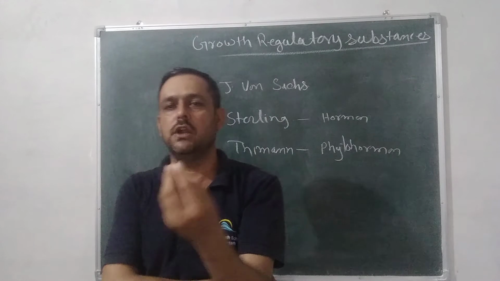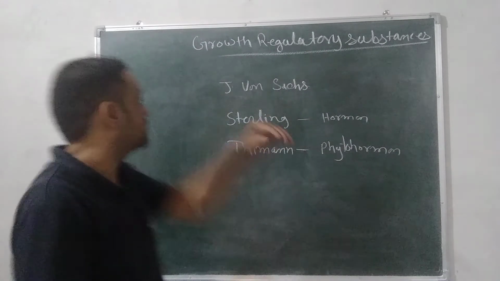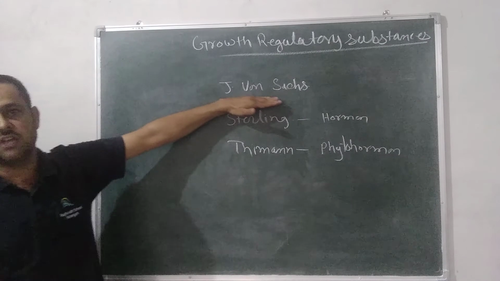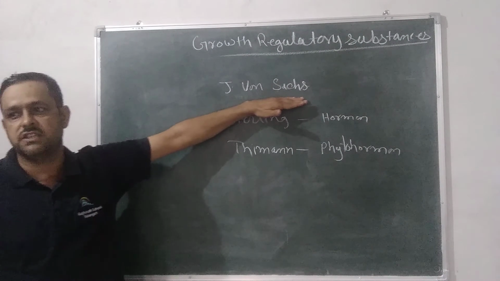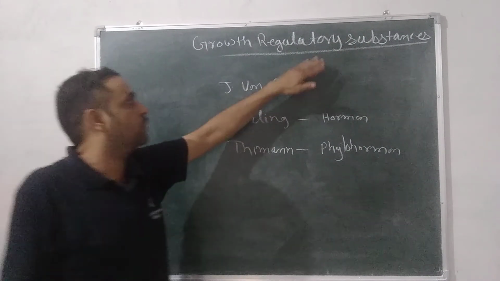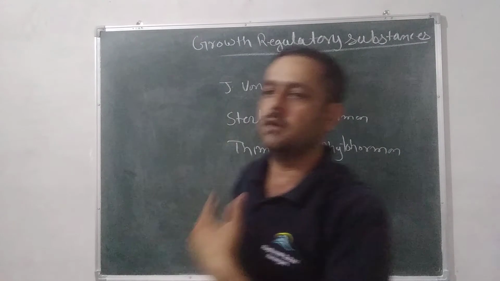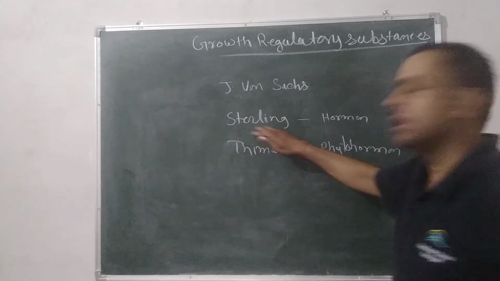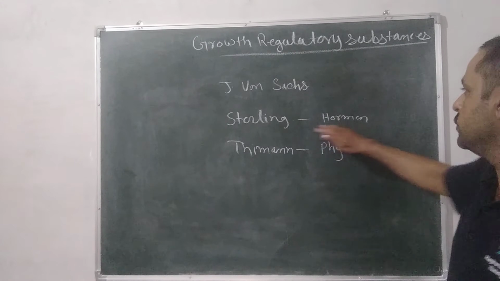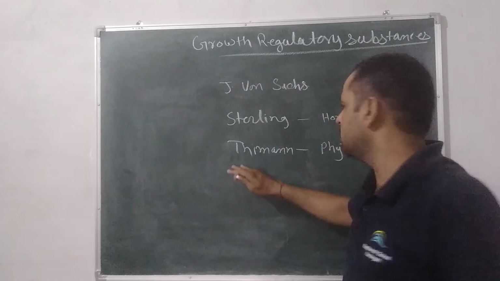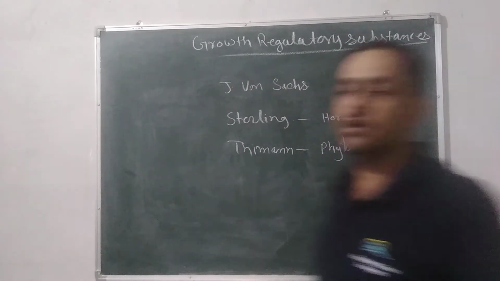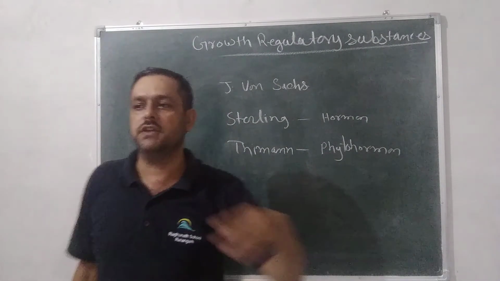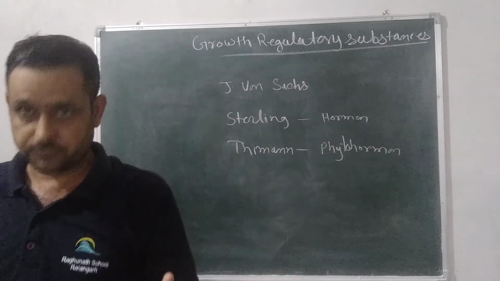The German scientist J. von Sachs first presented the concept of growth promoting or growth regulatory hormones in plants. Starling was the scientist who first used the term hormone, and Thimann was the scientist who first used the word phytohormone for the plant hormone.